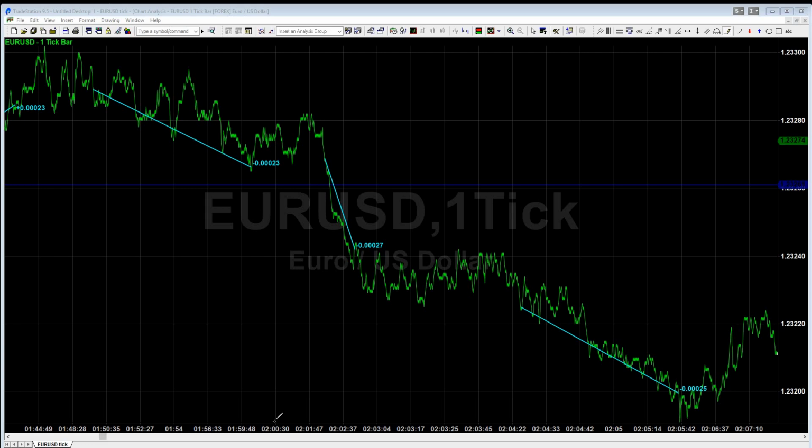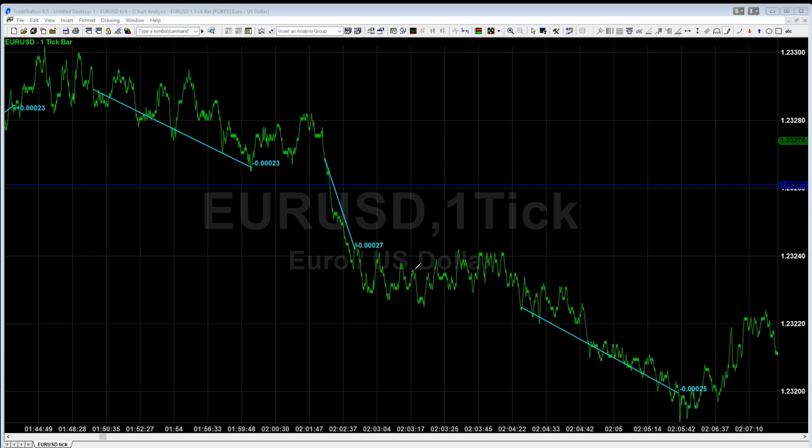Now I fast forwarded now to the open of the European session. 2 a.m. New York time is when the London bond market opens, and 3 a.m. is when the London and European stock markets open. In this European session, the price action will increase in speed and the size of the movements will be greater.